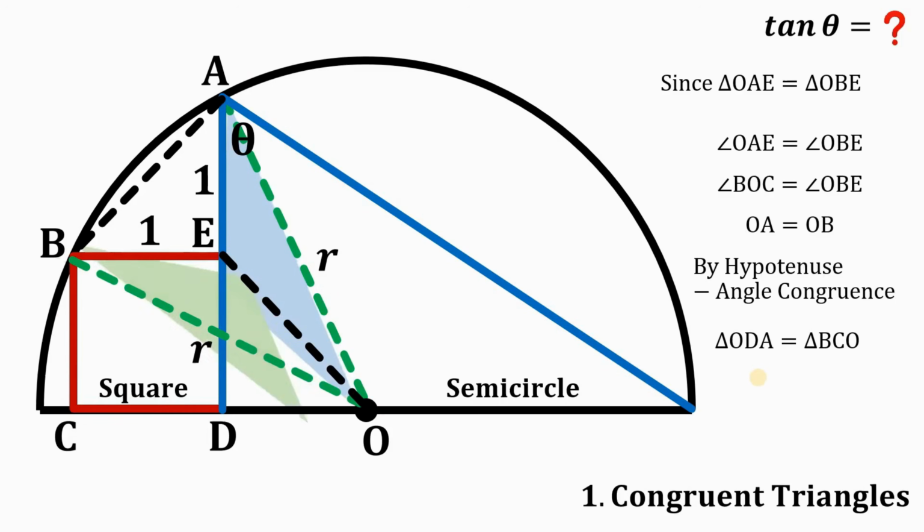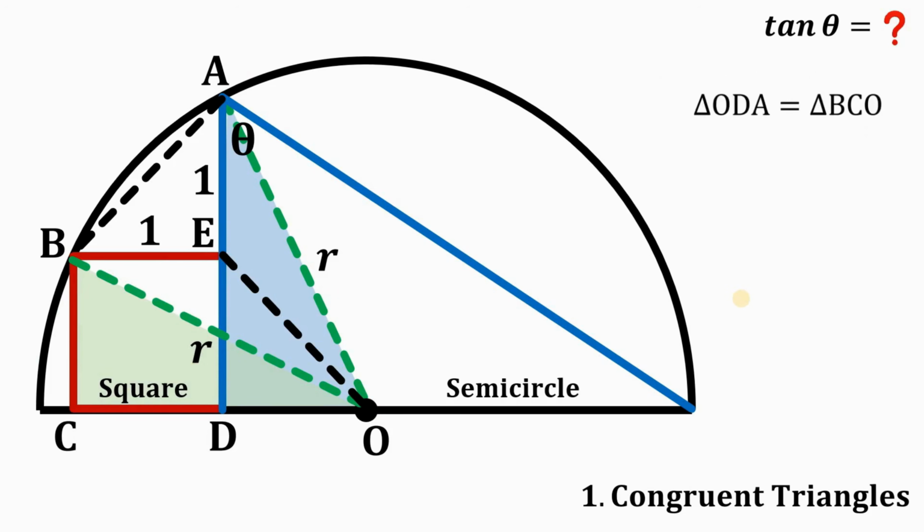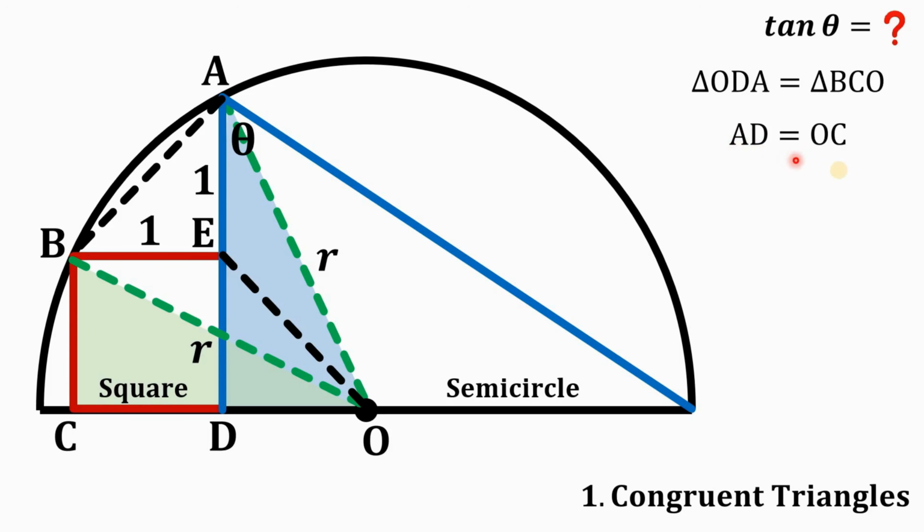Since we now know that triangle ODA is congruent to triangle BCO, we can say that AD simply equals OC because congruent parts of congruent triangles are congruent. We know AD, this is just AE plus ED. And AE, we know this is 1. And ED is also 1 because this is just the side of our square. So OC is just 1 plus 1, or simply equal to 2.